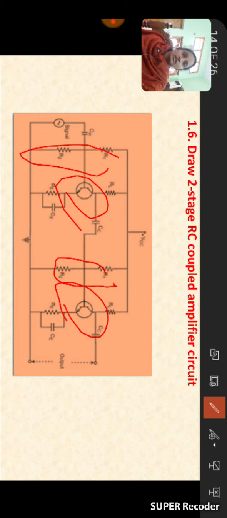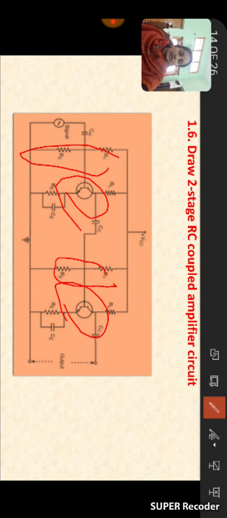What is the use of these two resistors? These two resistors are used to provide the proper biasing. So what is meant by biasing? To make the emitter base junction be in forward bias condition and the collector base junction be in reverse bias condition. Then the transistors are in the active region. This is called biasing.